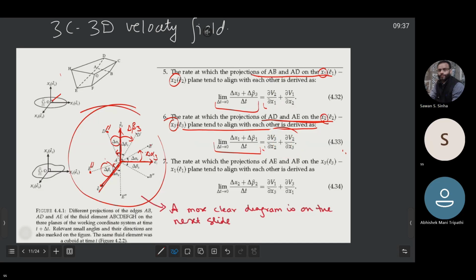Okay. And finally, the rate at which the projections of AE and AB, on which plane? This plane, the 3 and 1 plane, tend to align with each other. Projections of E and B, AE and AB. So the vertices were E and B. Triple prime projections. Angles are delta alpha 2, delta beta 2. This is what it means. This English sentence means this. It turns out to be this. 1 and 3, because 3 and 1 here.